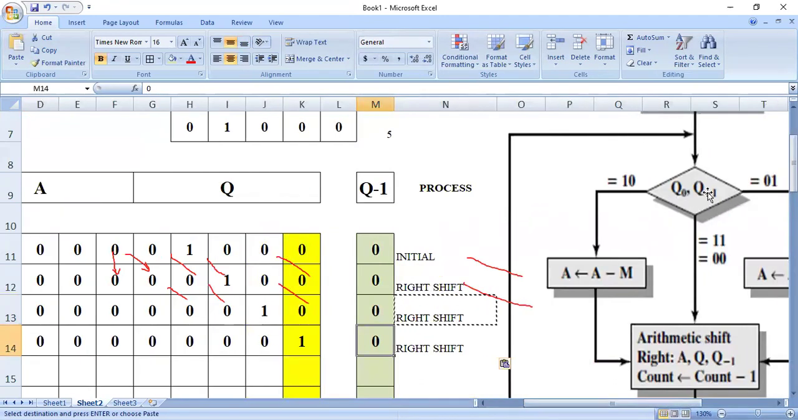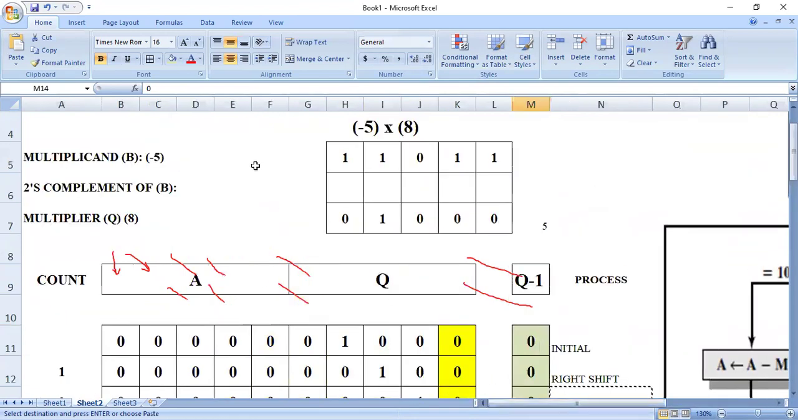If Q0 and Q minus 1 is 1, 0, we have to perform A minus B. I mean, B in the sense of the multiplicand value. Subtraction cannot be performed directly, so we have to take the 2's complement of this B and add it to the A.